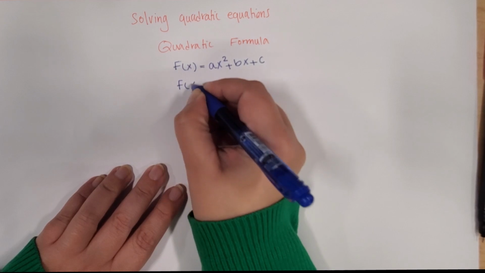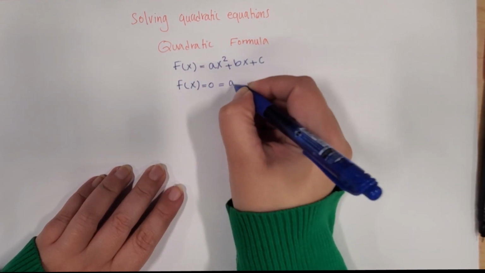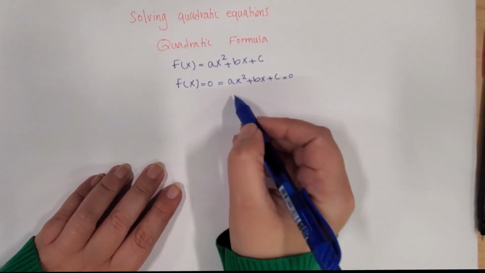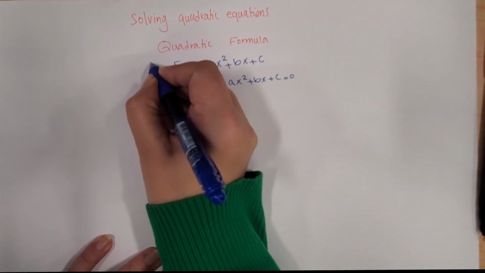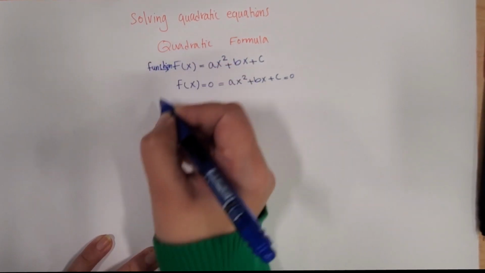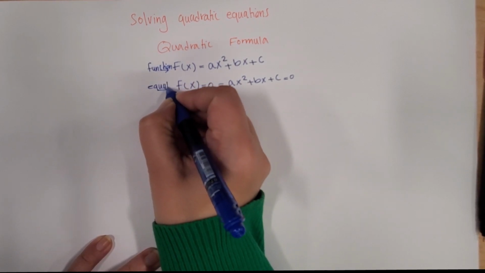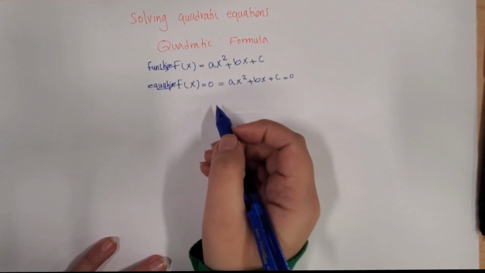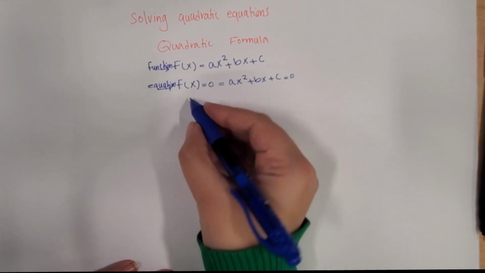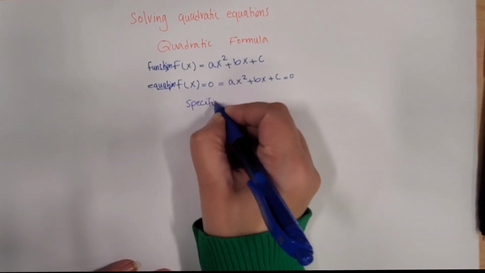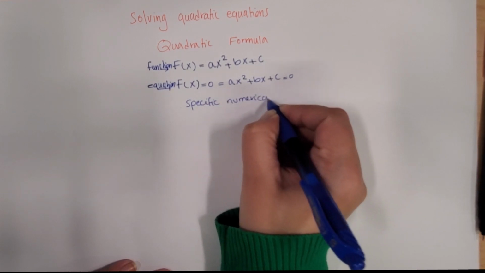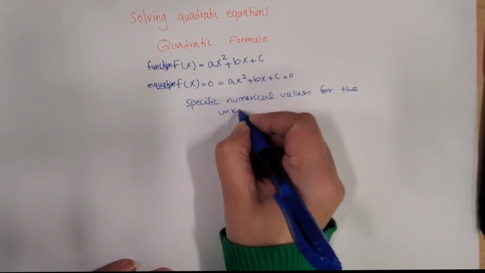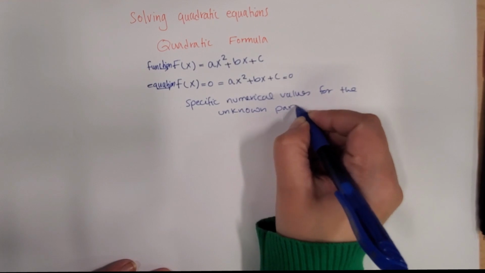When f of x is equal to 0, that means ax to the power 2 plus bx plus c is 0. So in that case, the function turns into an equation. Okay? When we have an equation, as I mentioned in my previous video, we are looking for specific numerical values for the unknown parameter. And here the unknown parameter is what? It's x, right?